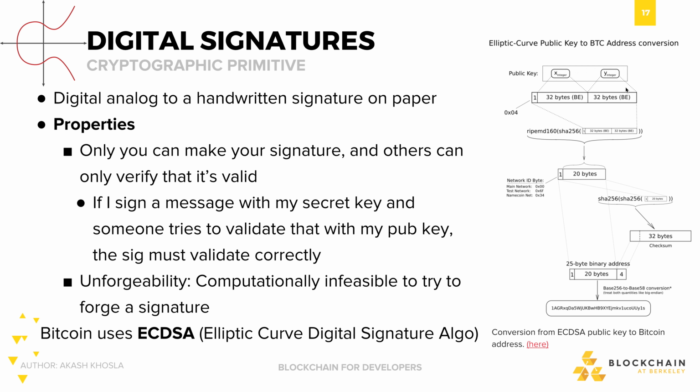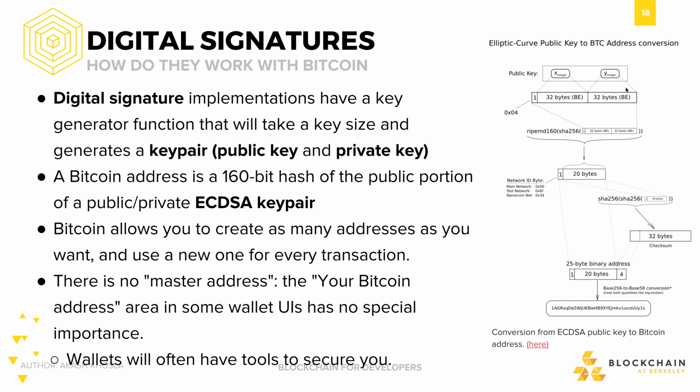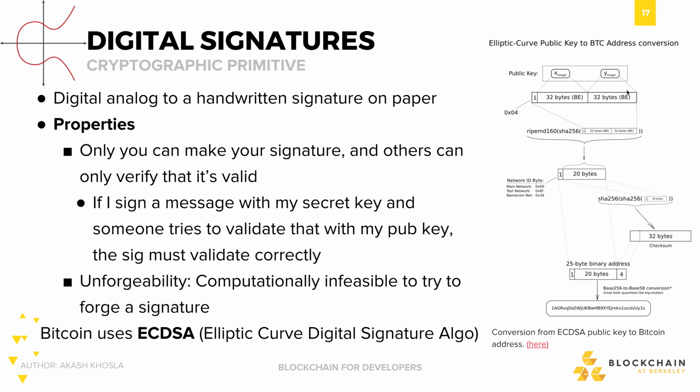Bitcoin uses ECDSA, which is the elliptic curve digital signature algorithm. I won't go into depth on how this works, but it is a state-of-the-art algorithm that's used in government-grade security. For how digital signatures work with Bitcoin, you need to know that digital signature implementations have a key generator function that will take a key size and generate a key pair. A key pair is, as you can recall, a public and private key. I mentioned in the last slide that it was a secret key. That's the private key, and the pub key is the public key.